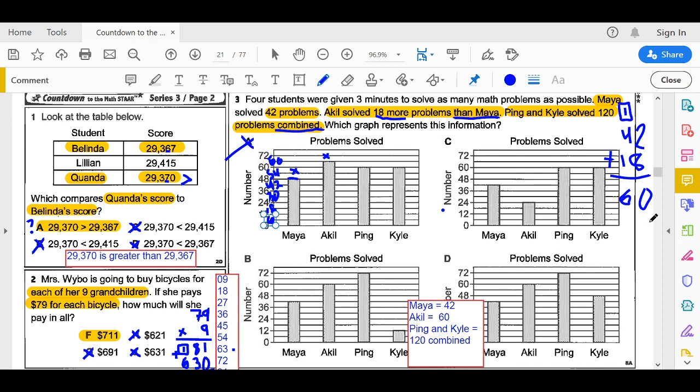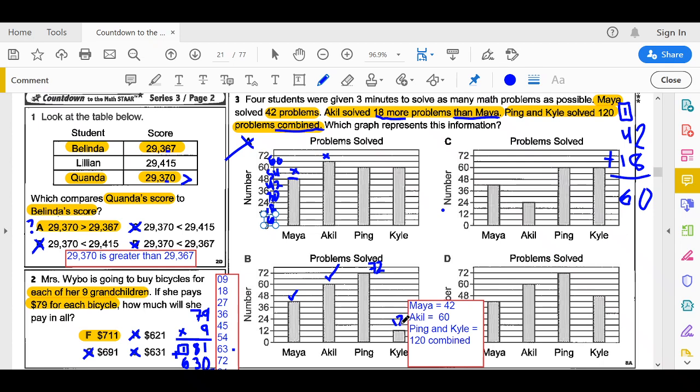Letter B. Let's check if Maya has 42. This is 36 until here, and it has 6 more, so this one is 42. That's correct. Akil also has 60, so this one is correct right there. Now remember that it says that Ping and Kyle have 120 combined. So let me see how many Ping has right here. Ping has 72 on this bar, and Kyle has 12.